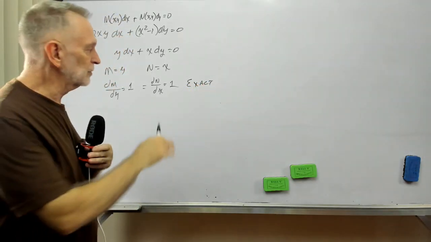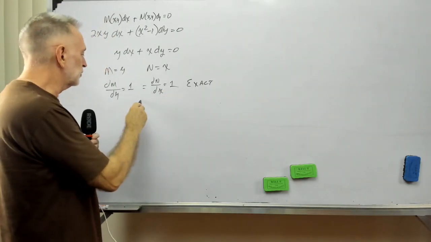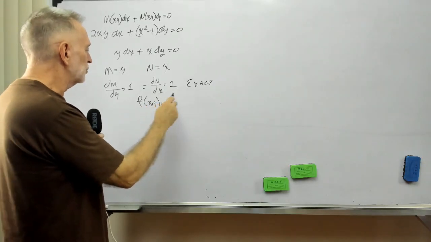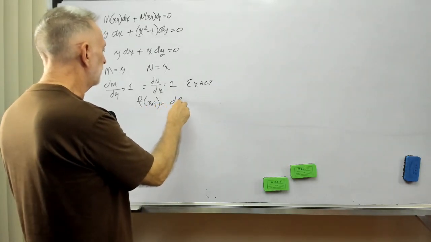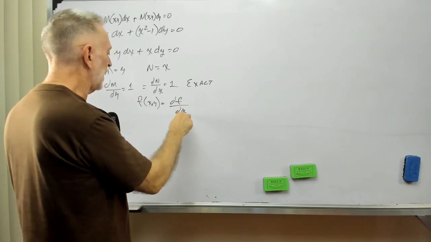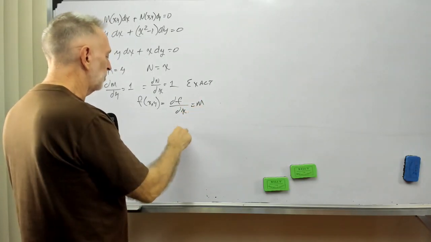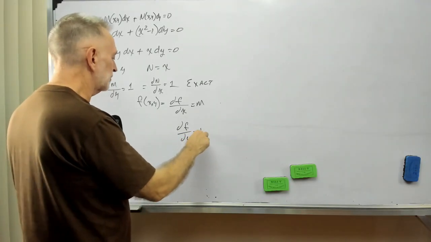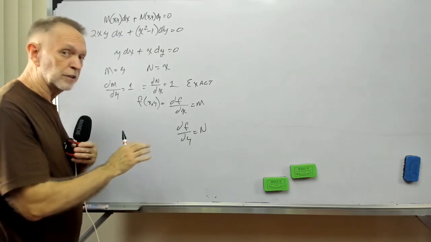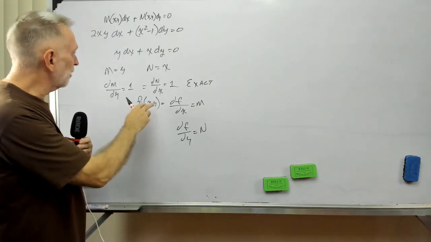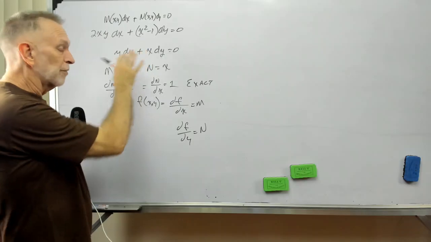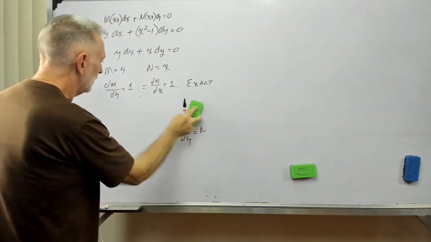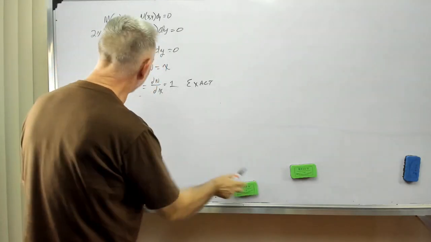Now what that means, since they're equal, there is some function of x and y such that the partial of that function with respect to x equals M, and the partial of that function with respect to y equals N. So our goal is to try to find that function from this differential equation. Hopefully that's as clear as mud.